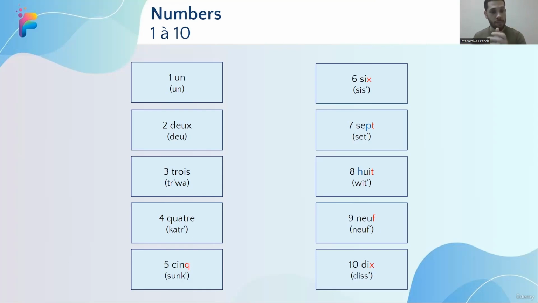The P, which is in blue, you don't pronounce, okay? But the T, you pronounce. And then we have the huit, right? In the huit, you don't pronounce the H, it's in blue. You don't pronounce the H, but you say the T in the end. And then for neuf, 9, make sure you pronounce the last consonant.